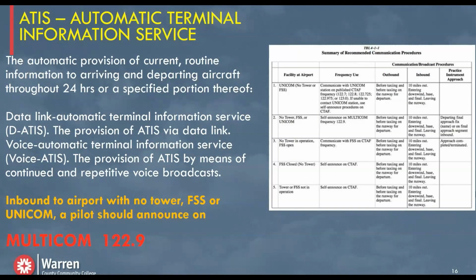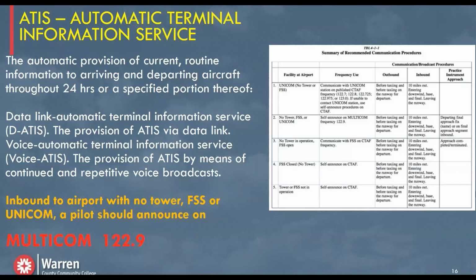You should also be familiar with ATIS. The Automatic Terminal Information Service is an automatic provision of current routine information to arriving and departing aircraft throughout the 24 hours or a specified time portion. The Data Link Automatic Terminal Information Service, or D-ATIS, is the provision of ATIS via data link. The Voice ATIS is a provision of ATIS by means of continuous and repetitive voice broadcasts. So you may get information coming out to the digital receiver in your airplane. Not many drones have this at this point.